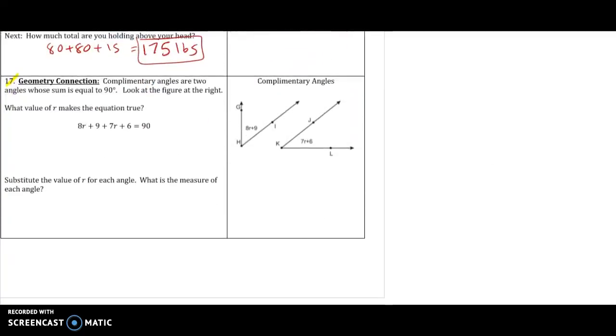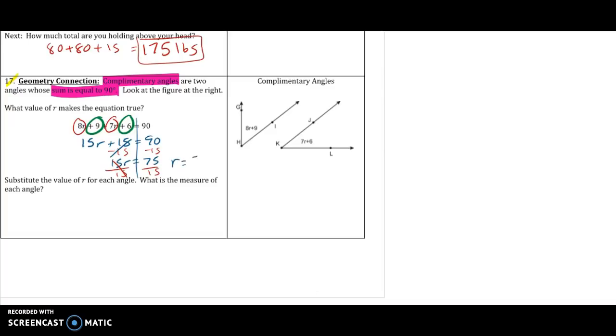And the last one, number 17. Complementary angles are 2 angles whose sum is 90. So here's the equation. We get that R equals 5.